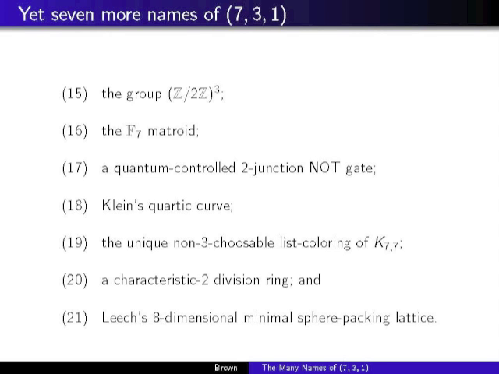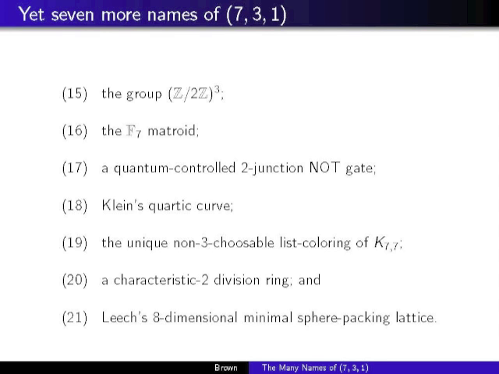Number 17, a quantum-controlled two-junction NOT gate. I have no idea what that is. But I was looking around for the 21st, and there it is. It's something associated with quantum groups, with quantum computing, and I don't know what it is. A beautiful curve called Klein's quartic curve shows, and 731 shows up in it. And a strange kind of coloring of graphs called list coloring. And the unique non-three-choosable list coloring of K77.